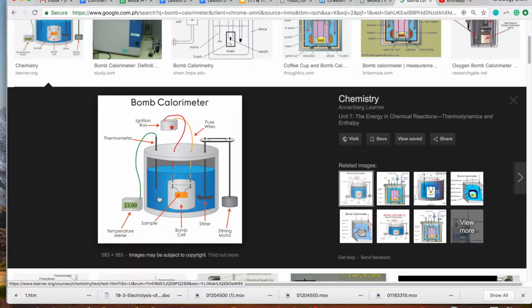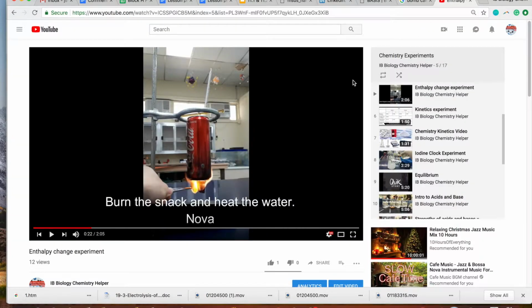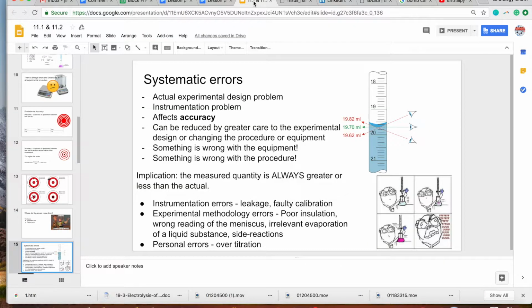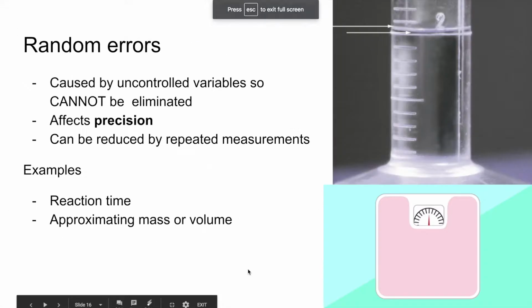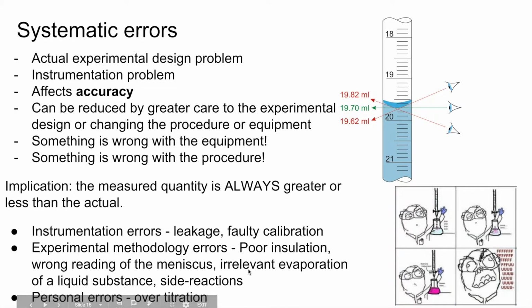So if you did this, that's a systematic error. I'm losing a lot. So I'm probably getting a lower temperature of water, always lower than the actual temperature change. Okay, another example.